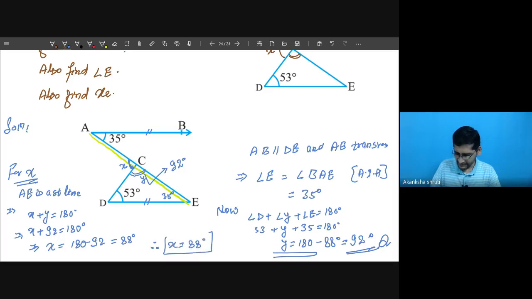Student, this way everything can be calculated by observing carefully. So here, once we have applied the property of parallel lines, then another time we have applied the property of triangle, then we have applied the property of linear pair.